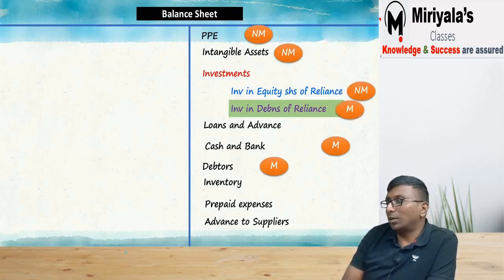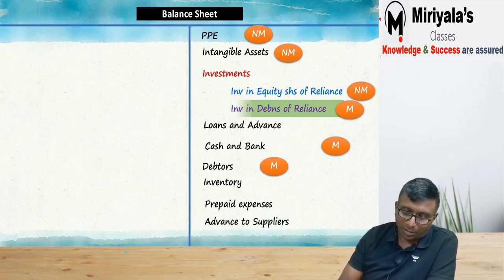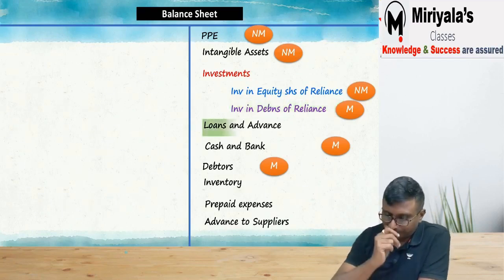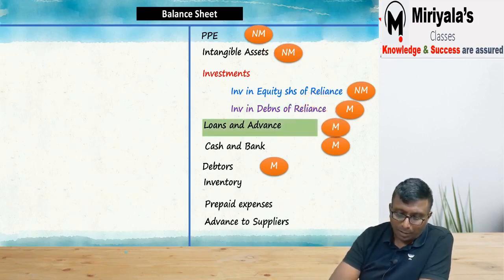Understood? Suppose, sir, it's a compulsorily convertible debenture. Non-monetary. Why? It is receivable not in cash, but in equity shares of the other company. Correct? Then non-monetary. What about loans and advances? Monetary, without doubt. Correct? Right. What about inventory?